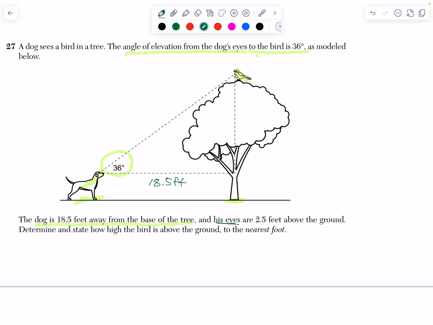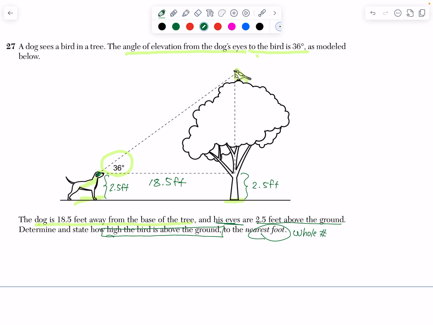And his eyes, so that's right here, are 2.5 feet above the ground. So this here is 2.5 feet above the ground, and this here is 2.5 feet above the ground. Okay, so it says determine and state how high the bird is above the ground to the nearest foot. And keep in mind, nearest foot means round to the nearest whole number.